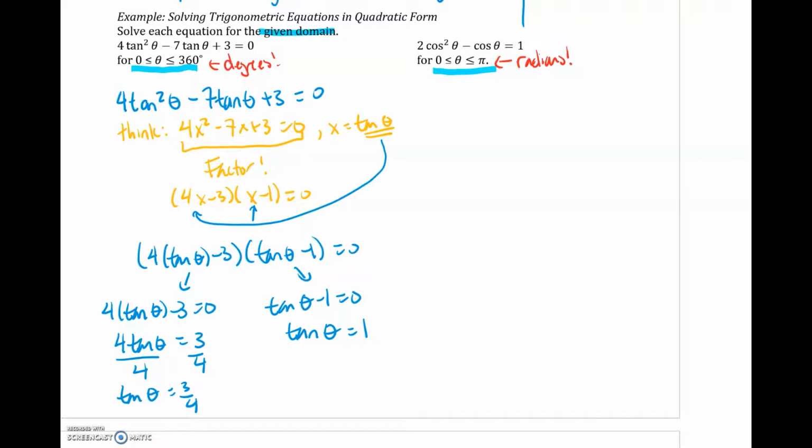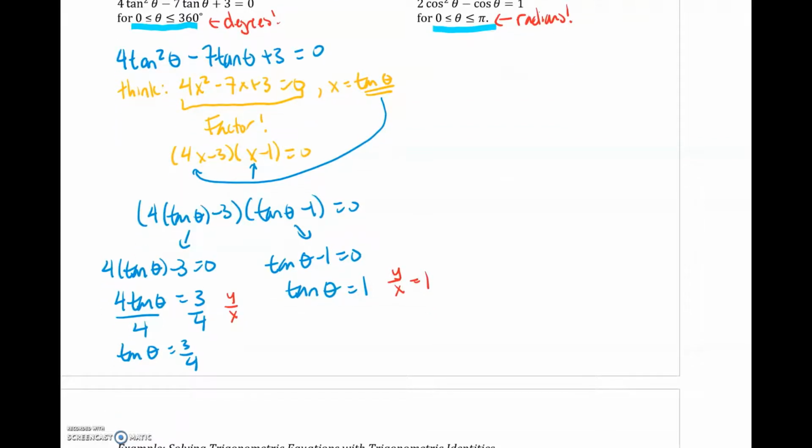So remember, we're not done yet because we're solving for theta, not tangent theta. So I'm going to whip out my unit circle to see, is there anything I can get exactly from the unit circle? Well, remember, tangent is y over x. So we want to see, where is y over x 1? Where would y over x be 3/4? Unfortunately, with this 3/4, I don't see it anywhere on my unit circle. It's really just not possible. So that means to do this, I'm going to use my calculator.